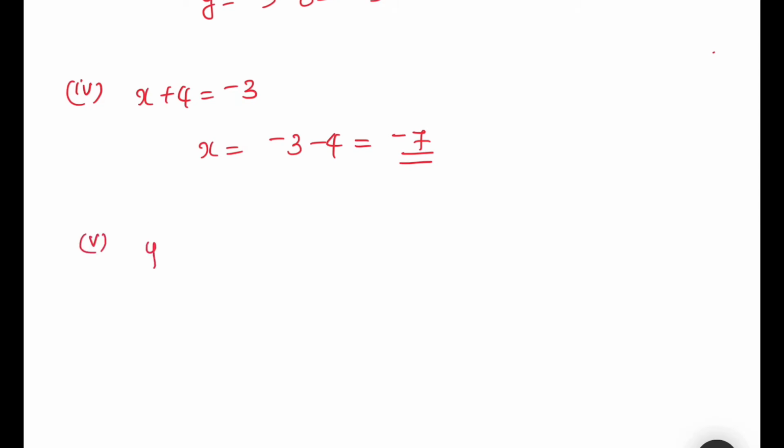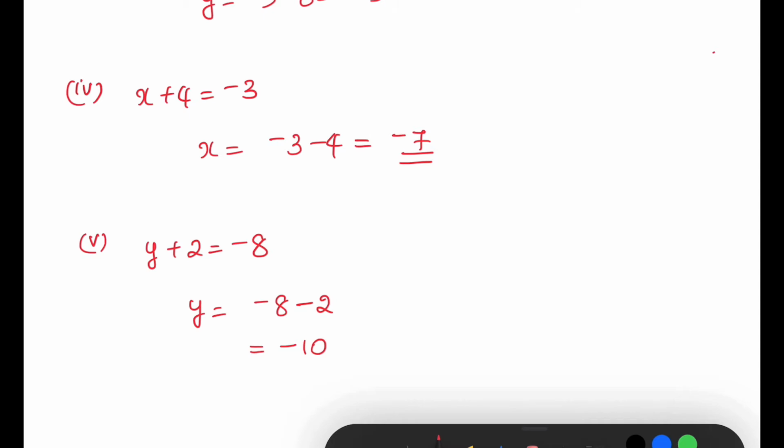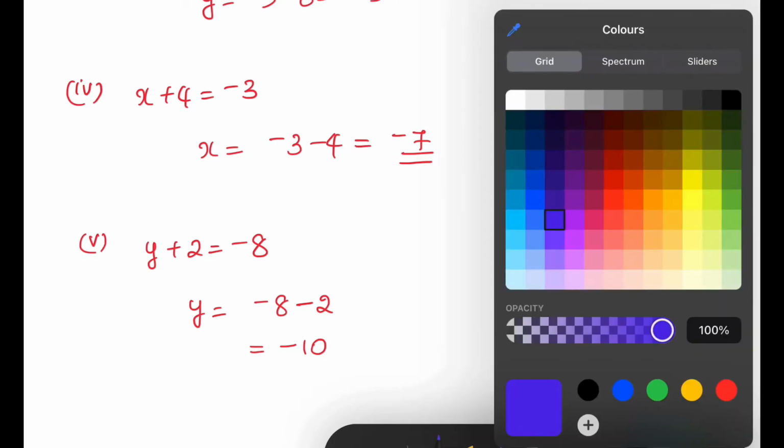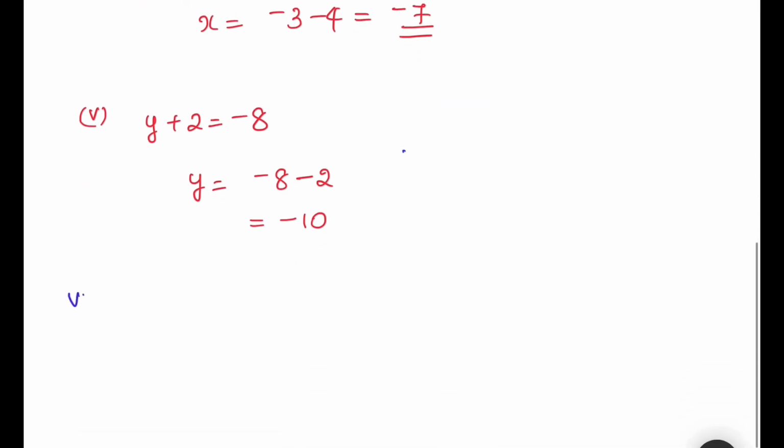Fifth one, y plus 2 is equal to minus 8. y is equal to minus 8 minus 2. Sign will change when it moves to the other side. Minus 8 minus 2 will become minus 10. Coming to the next one.